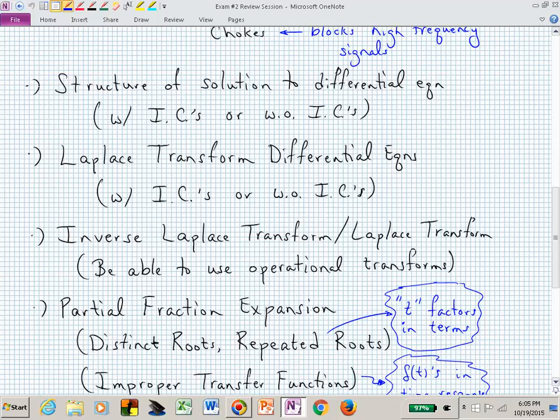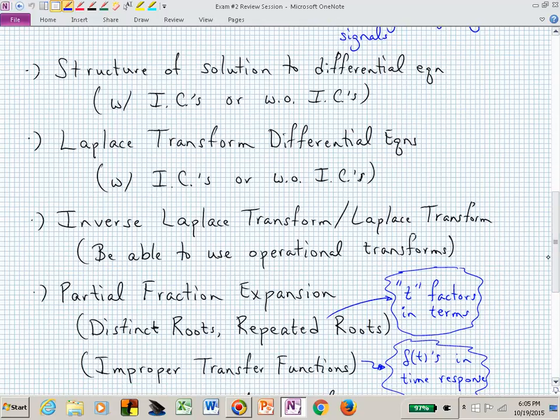And if you had a differential equation and you were given initial conditions, you need to be able to put those into the expression. And when do those come into play? When do you see initial conditions? When you're Laplace transforming derivatives. When you Laplace transform derivatives, then these initial conditions start appearing in your expression.